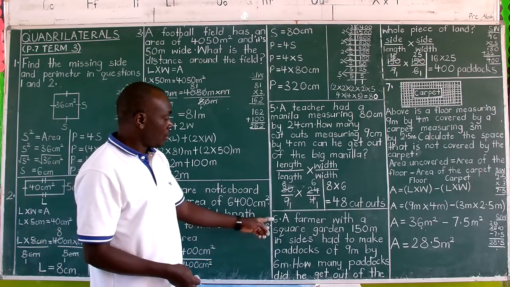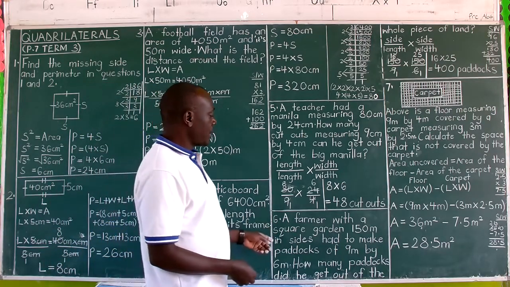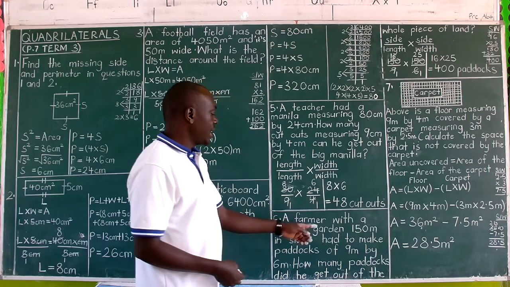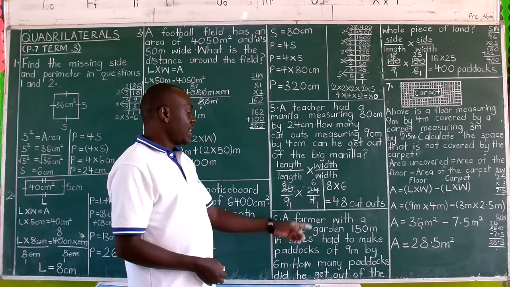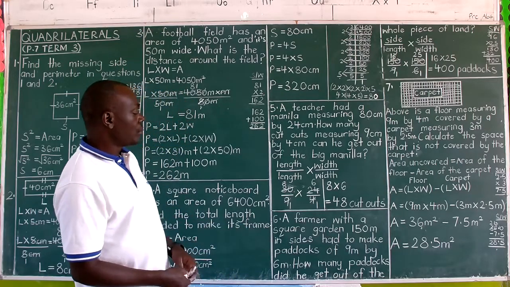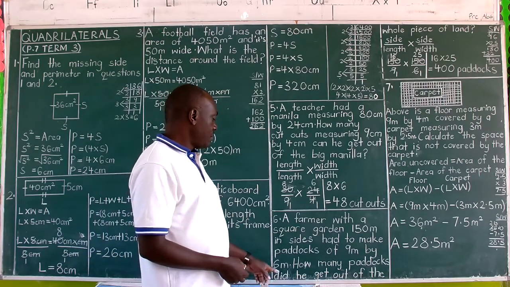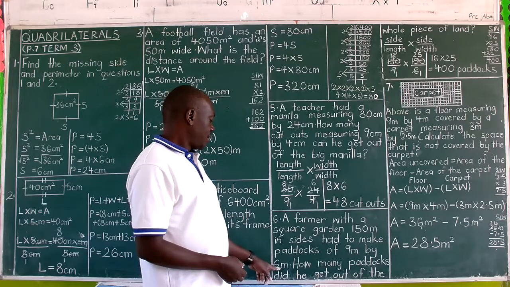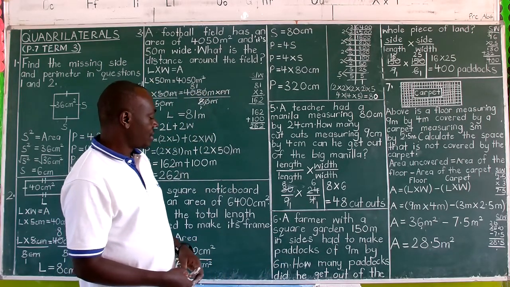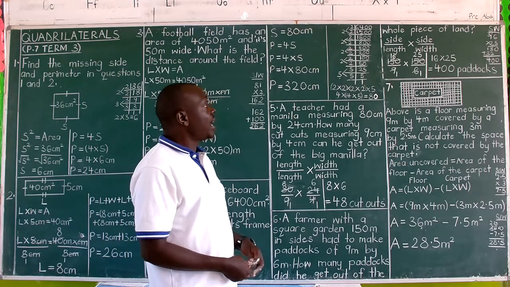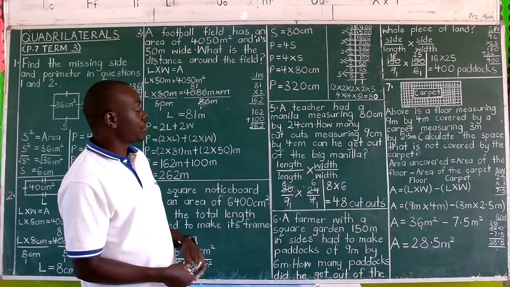C. Then as we go to example number 6, a farmer with a square garden, 150 meters in size, had to make paddocks of 9 meters by 6 meters. Then the question is, how many paddocks will he get out of the whole piece of land?